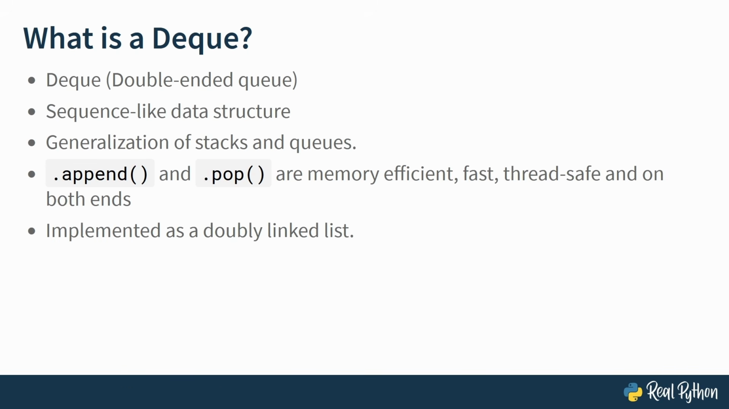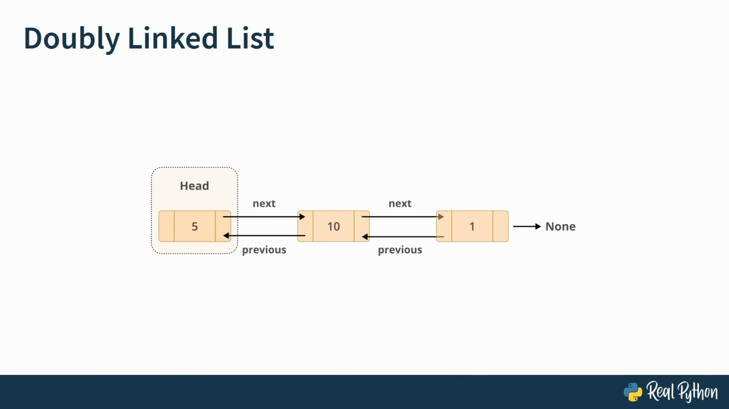Deque stands for double-ended queue. It's a sequence-like data structure designed as a generalization of stacks and queues. A deque supports memory-efficient, fast, and thread-safe append and pop operations on both ends. And this is possible because deques are implemented as a doubly linked list. In case you aren't familiar with this concept, a doubly linked list is different from a singly linked list in that they have two references: previous references the previous node, and next references the next node.